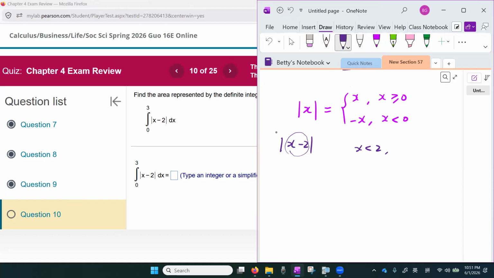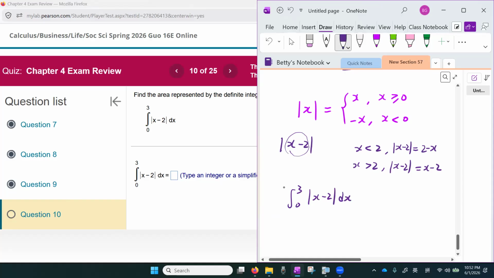So the integrated function is 2 minus x, okay? When x is bigger than 2, x minus 2 is positive. So when the quantity is positive, we can just remove the absolute value, it is x minus 2. So this is very important because 2 is between 0 and 3. So we have 0 to 3, absolute value of x minus 2 dx, that's the given integral.